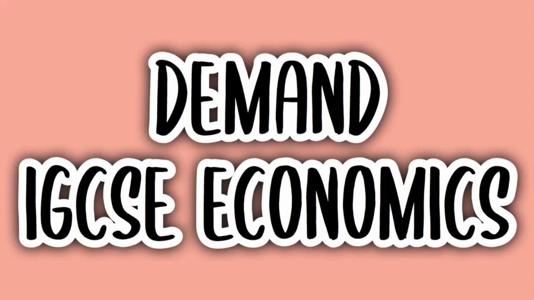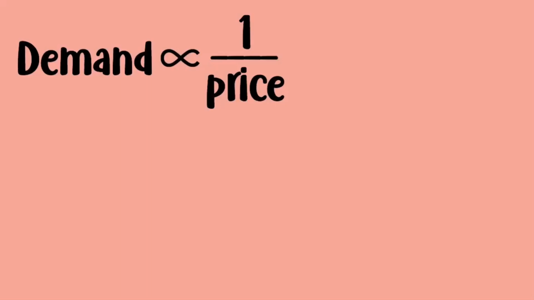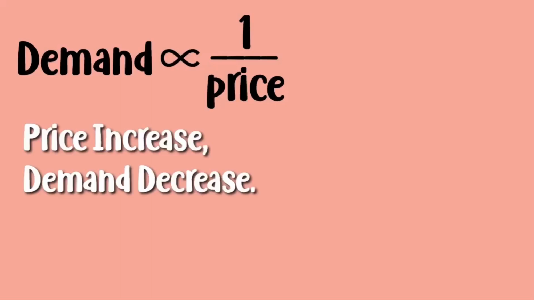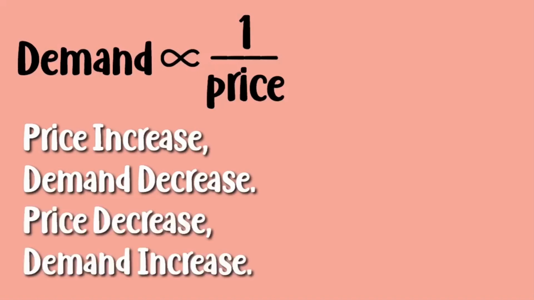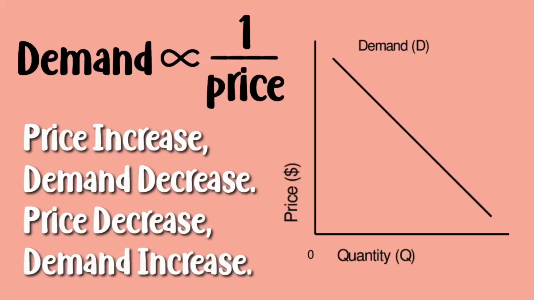In this video, I'll be discussing everything you need to know about the demand. So demand is inversely proportional to the price. What that means is when price increases, demand would decrease, and when price decreases, demand would increase. And this is what a demand curve would look like. Because demand is inversely proportional to the price, the line is sloping downwards.